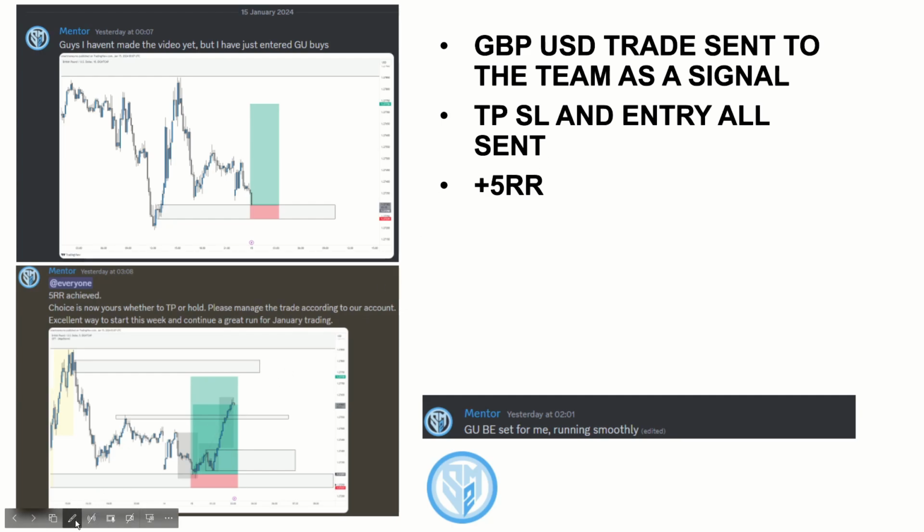And just to show you guys exactly what went on here, I sent out the GU buys as a signal with the entry, SL and TP. And this trade ran on for plus 5 RRs. You guys can see here, I told everyone 5 RRs achieved. You know, you should TP, or if you want, you can hold. And I always give smooth updates, like for example, GU is set to BE to help the team manage their trades.